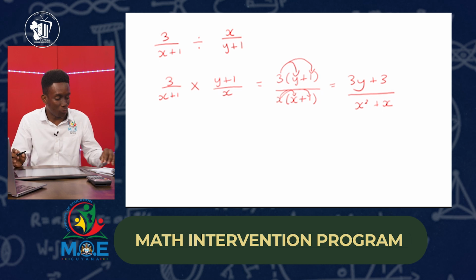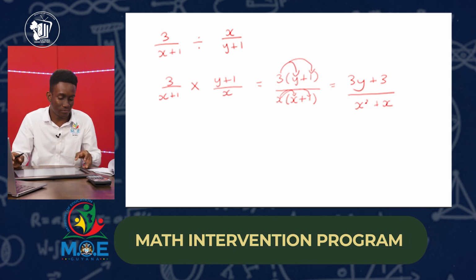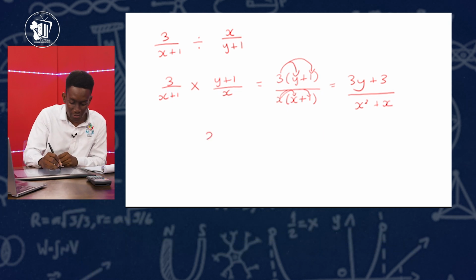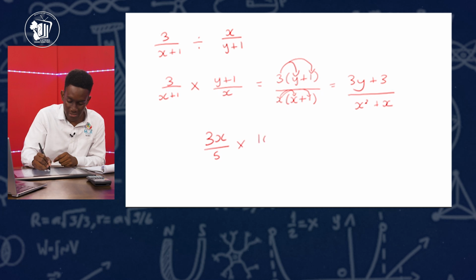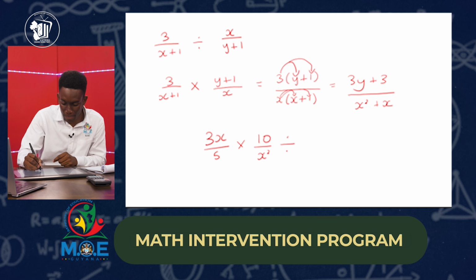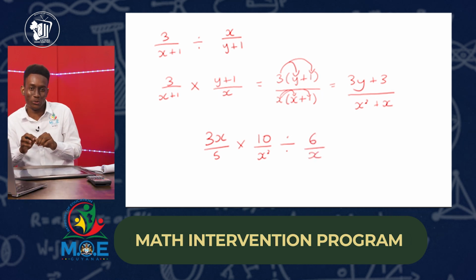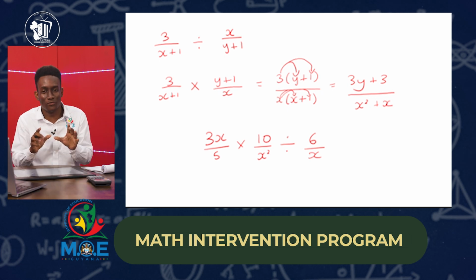Of course, I'll leave one for you to try on your own. The one that you'll try on your own would be 3x over 5 multiplied by 10 over x squared, divided by 6 over x. And this is one you can try on your own to make sure that you have a solid understanding of algebraic fractions. With that being said, it has brought us to the end of this video, and I trust that you are now in a more comfortable position to work with algebraic fractions.